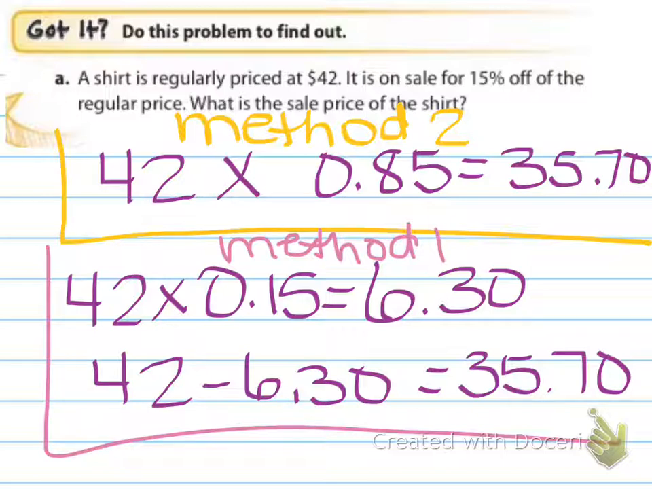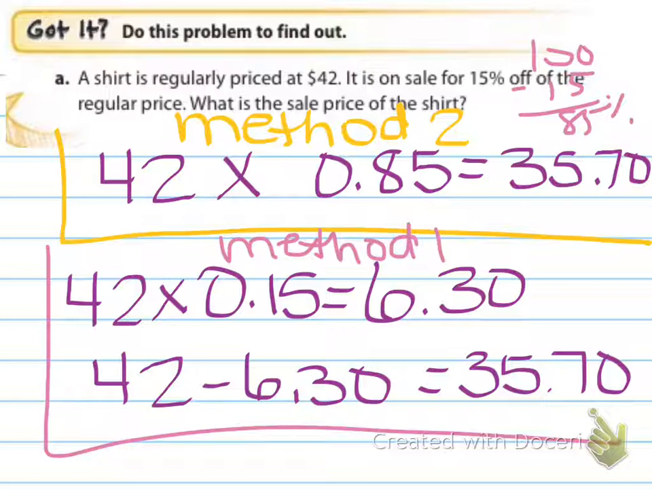So I used method 2 first because I told you that's the way that I'd always go. I took the 15% and I subtracted it from 100%, and that's why I came up with the 0.85, because that's what it would be written as a decimal. So I did $42 times 85%, 0.85, and that's $35.70. So the sale price is $35.70.